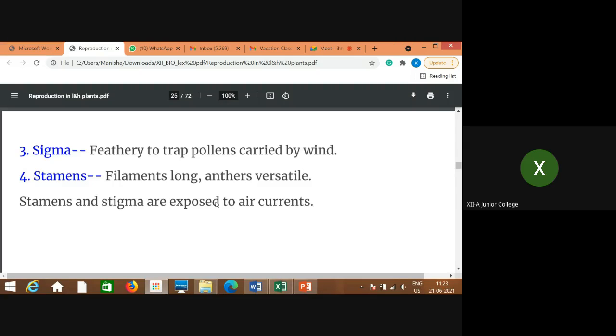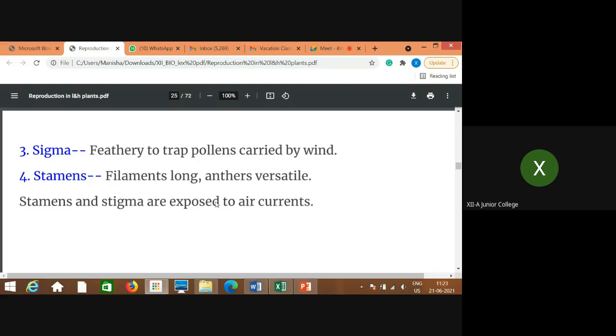And anthers are versatile means what? The filament is attached to the anther only at a particular point, and the rest of the part is kept free so that it can move. That means as per the direction of the wind, it can move very easily. As the wind blows, the versatile anthers move, and the pollen grains are very easily carried away when they are mature.